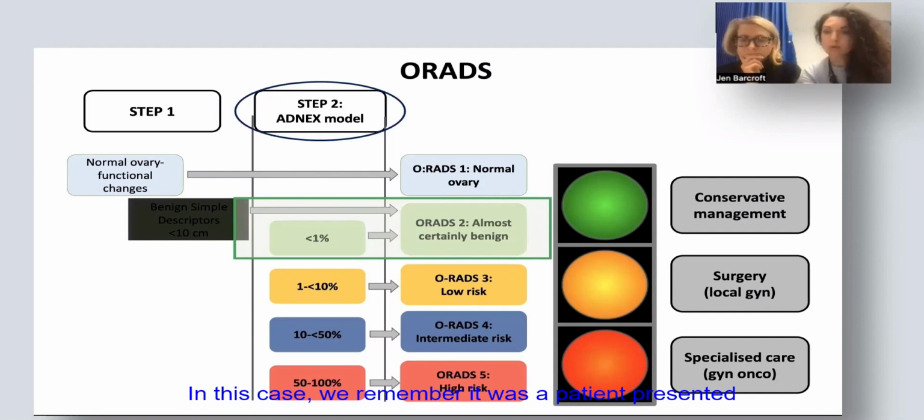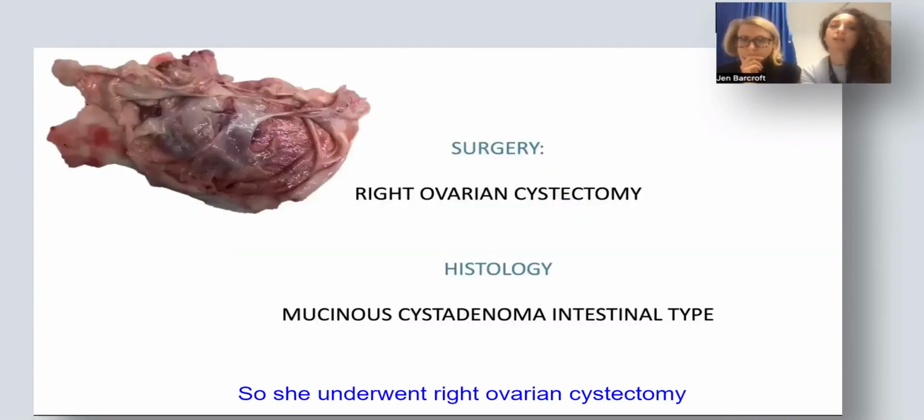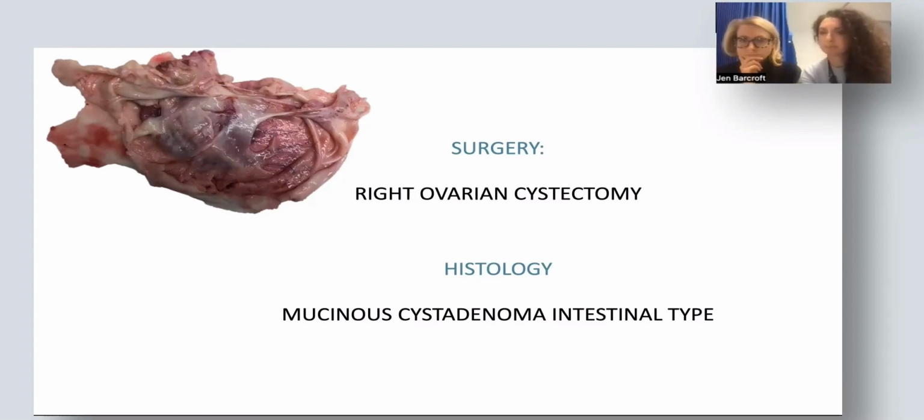In this case, we remember it was a patient presenting with pelvic pain, and the cyst was anyway 11 centimeters. So again, discuss the management with the patient, and the patient preferred to have surgery, but also from our opinion, we thought that this pain could come from a cyst of 11 centimeters. So she underwent right ovarian cystectomy, and the histology was confirmed to be benign, mucinous cystadenoma, intestinal type.